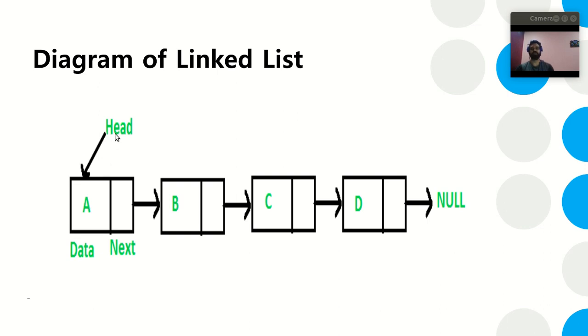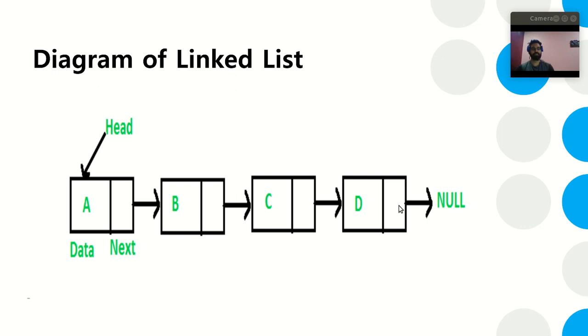And also we have one head. The head variable contains the address of the first node, and in the last node, the next field contains the value null. If the value is null in a node, then it defines that that node is the last node in a linked list, right?